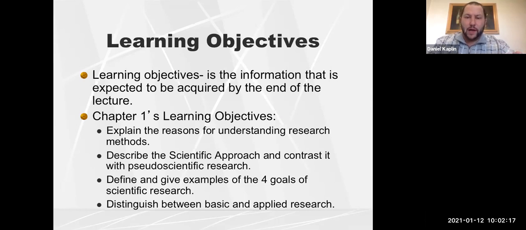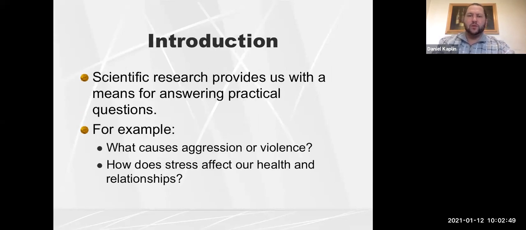So in chapter 1, I'm hoping that you will learn the various reasons for doing research and why it's important to understand research methods. I will also give you a distinction between scientific methods versus pseudoscientific methods. We'll talk about the 4 goals of scientific research, and we'll make a distinction between basic and applied research. So in general, scientific research provides us with a means for answering practical questions.